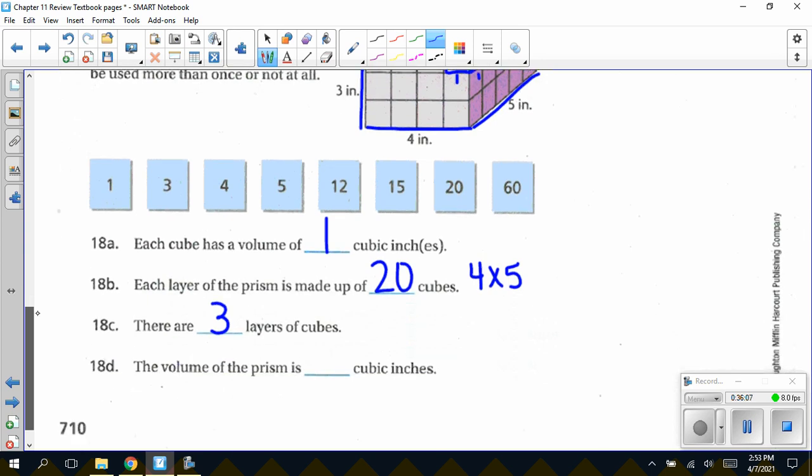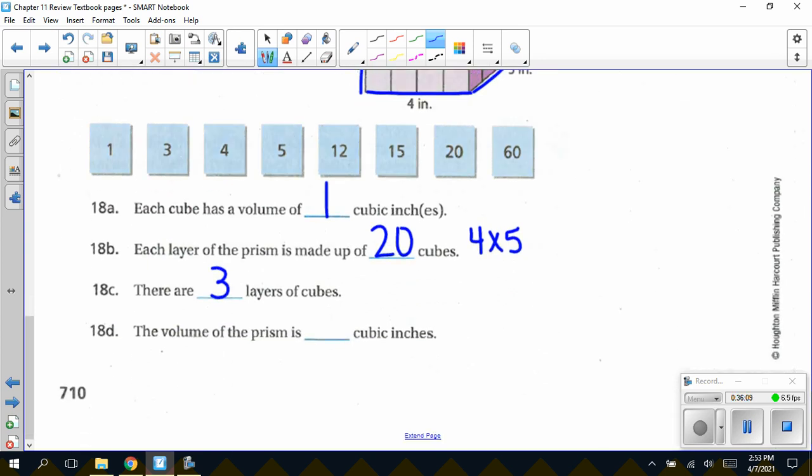And finally for D, to find the volume. Well, if we have 20 cubes in the bottom layer, and we have 3 layers, 20 times 3 equals 60 cubic inches. So our test is very similar to this that we will be taking on Schoology. There are 17 questions, which will have a total of 50 points.